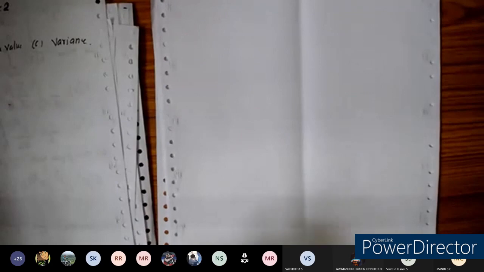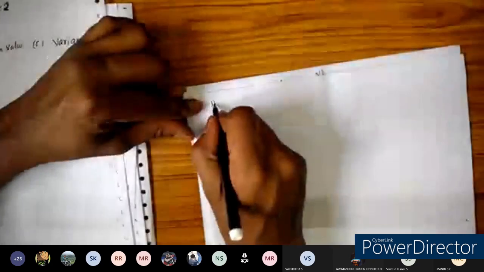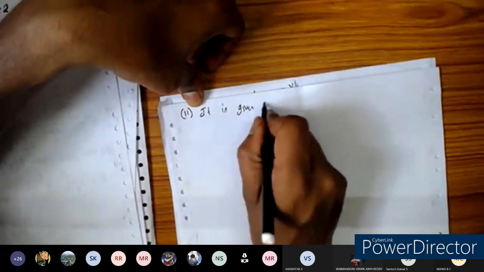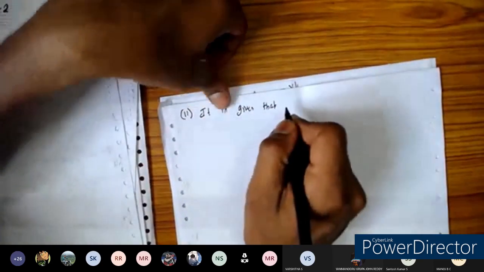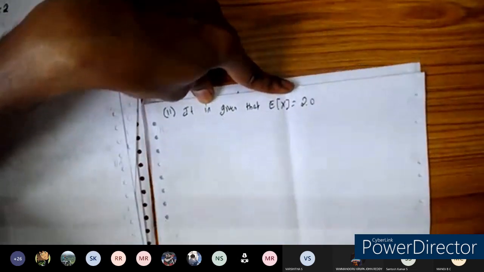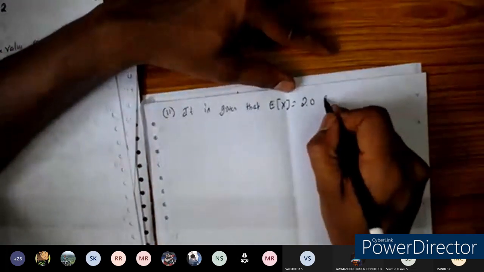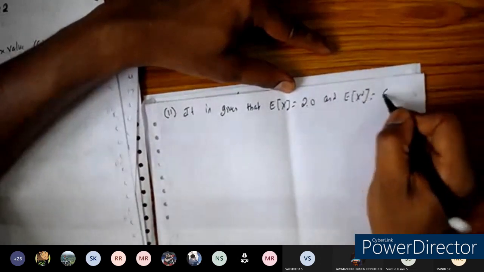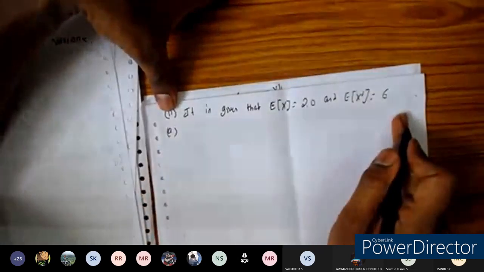So this is problem number 10. Okay, so take problem number 11. This is one of the problems asked in the exam. It is given that the expected value of x is equal to 2.0, and the expected value of x square is equal to 6.